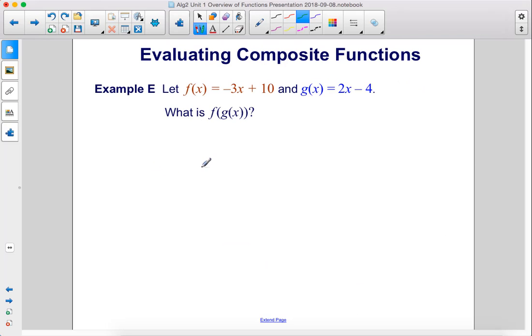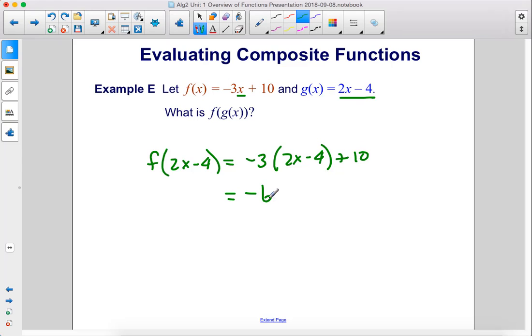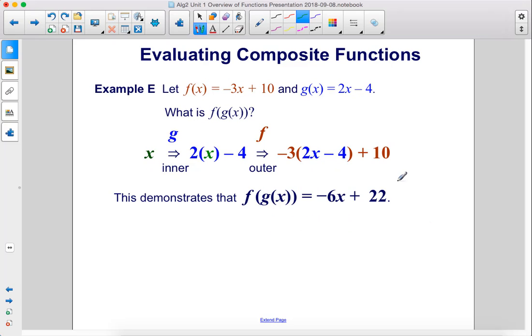Example E. Let f of x equal negative 3x plus 10 and g of x equal 2x minus 4. What is f of g of x? All right, so we just take f of g of x, which is 2x minus 4, and that is negative 3 times x, which is now 2x minus 4, plus 10. And then we simplify: negative 6x plus 12 plus 10 equals negative 6x plus 22. And just like that, we see that f of g of x does equal negative 6x plus 22.